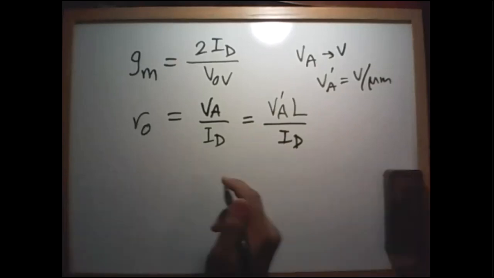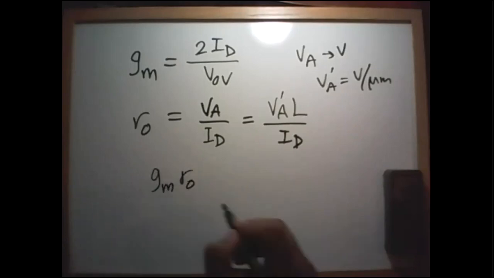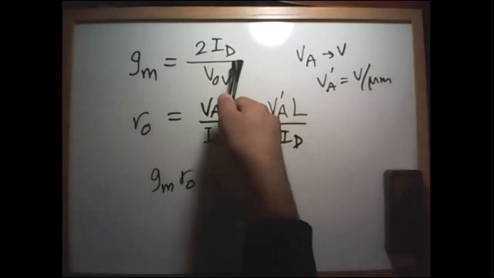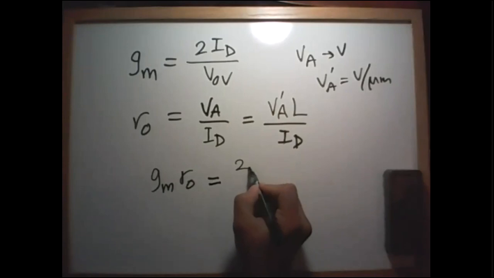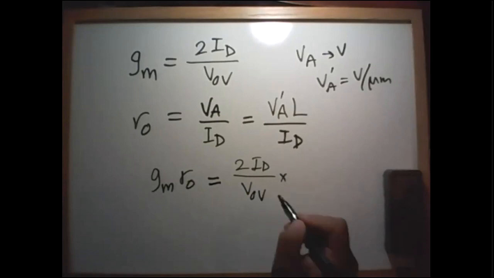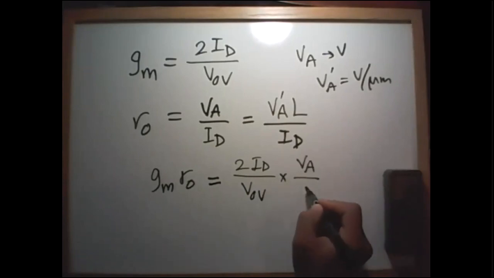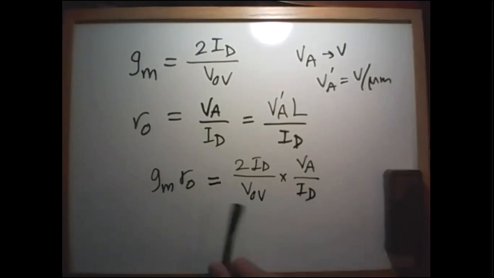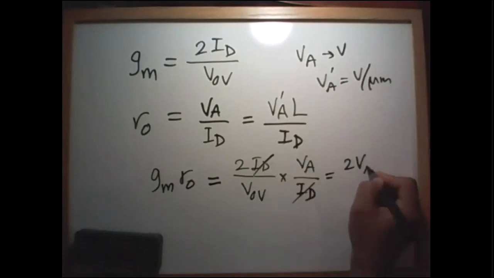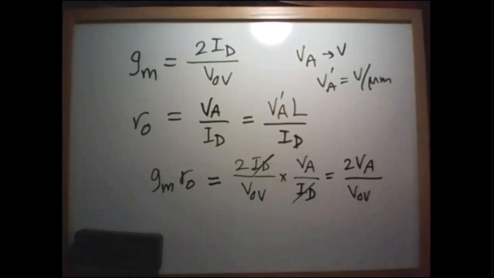Now, if you'd like to find gm times ro, assume this is the gain or part of the gain, then you can find that if you multiply this by this. So this is going to be 2ID over V overdrive times VA over ID, right? So this is gm and this is ro, and you cancel this ID with this ID and you get 2VA over V overdrive. So this is another equation for gm times ro.